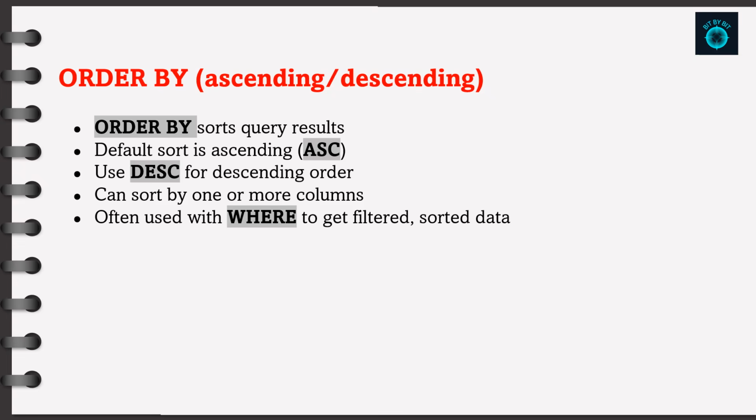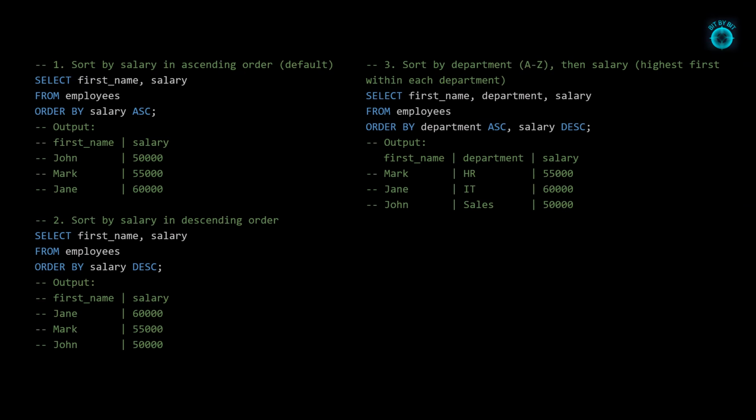You can sort by more than one column. For example, you could sort by department first, and then by salary within each department. ORDER BY is often used together with WHERE, so you can first filter the data, and then sort it in the order you need. Sorting is especially important when you want to find top values, bottom values, or display data in a meaningful sequence.